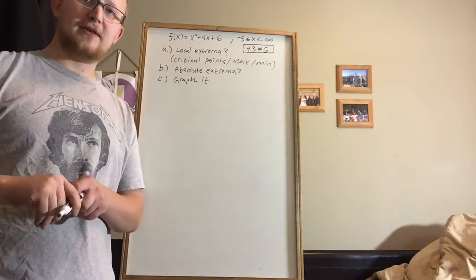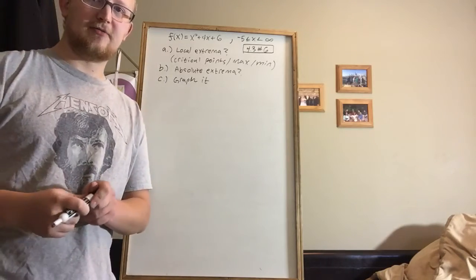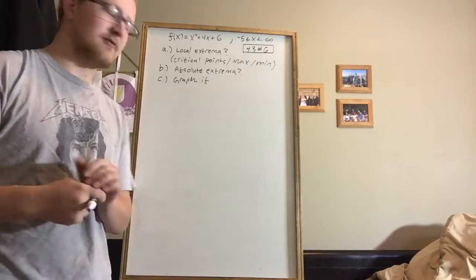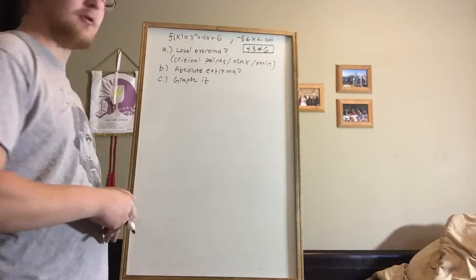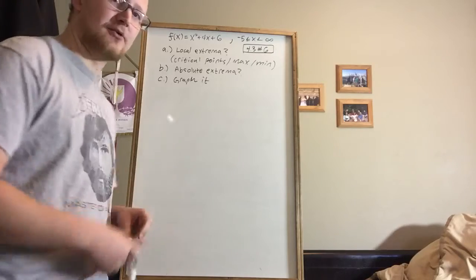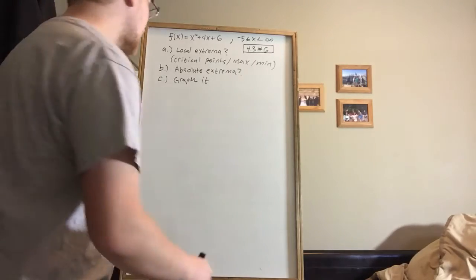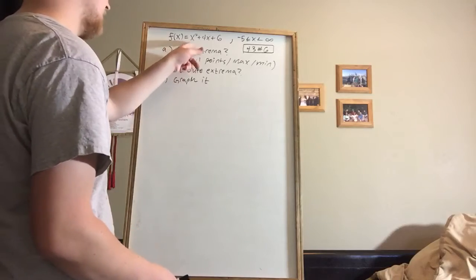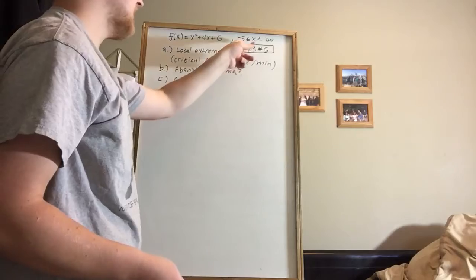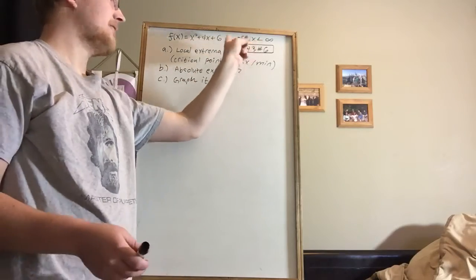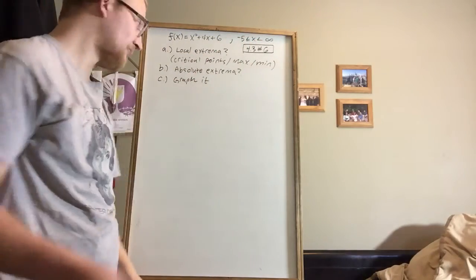Alright, this is 4.3, problem number 6. We're looking at the first derivative test and the second derivative test and finding extrema, local extrema, absolute extrema, and then graphing what we found. So the first step is we've got this function f of x equals x squared plus 4x plus 6. We're only interested in this interval from -5 to infinity.